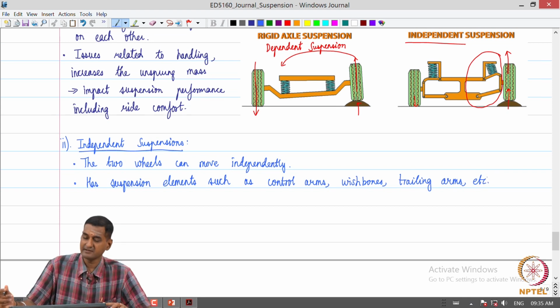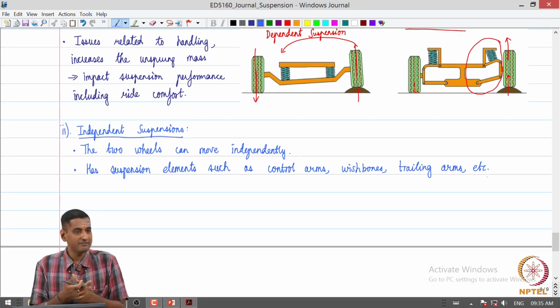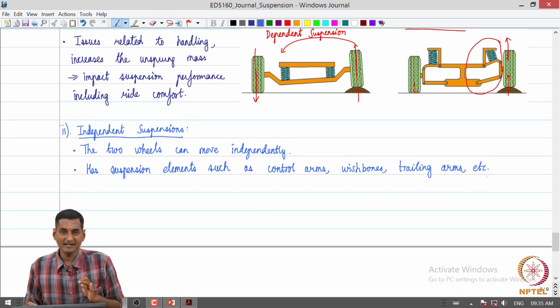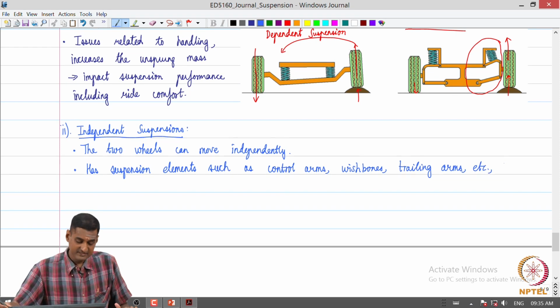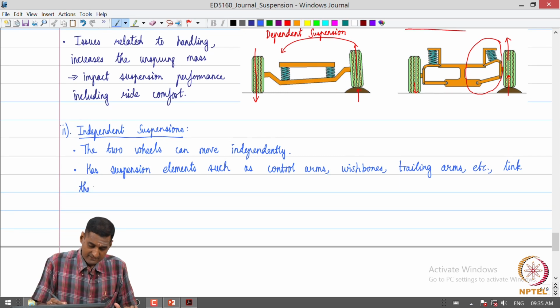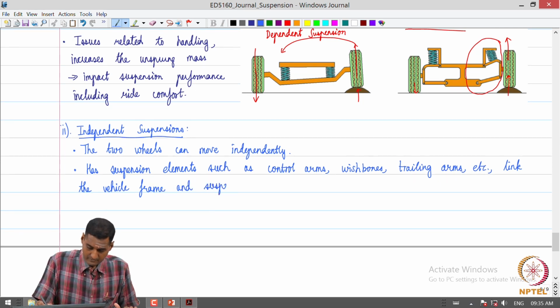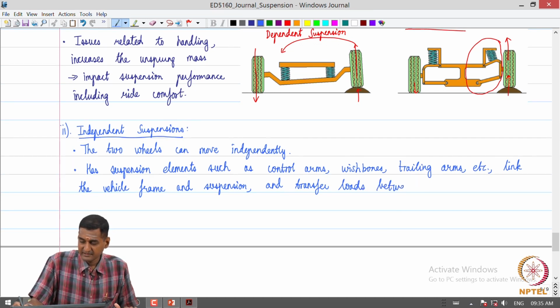Because it provides some relative motion between the wheels on either side, but there should be some support also. At the same time, as far as the structure is concerned, these elements link the vehicle frame and the suspension, and transfer loads between them. So, that is what happens in an independent suspension.